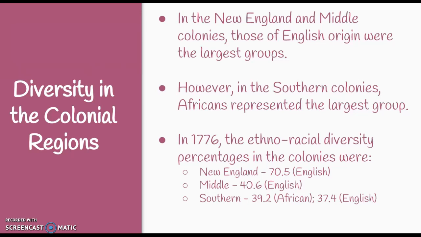So this migration created diversity in colonial regions in the New England and middle colonies. Those of English origin were the largest groups. However, if you look at the southern colonies, Africans represented the largest group. So just taking a look at 1776, the ethno-racial diversity percentages were 70.5 English in New England, 40.6 English in the middle colonies. However, in the southern colonies, English represented only 37.4%, and Africans were 39.2%. So in the southern colonies, they were the majority.